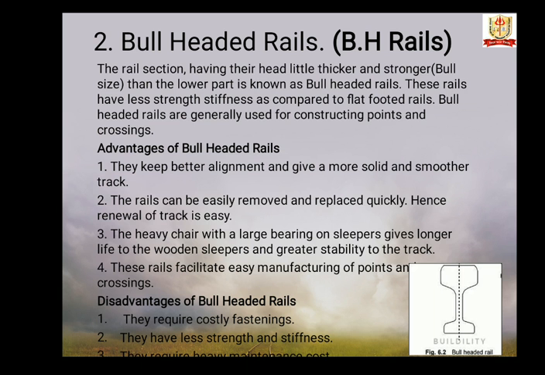Advantages of bull-headed rails: they keep better alignment and give a more solid and smoother track. The rails can be easily removed and replaced quickly, hence renewal of track is easy. The heavy chairs with large bearing on the sleeper give longer life to wooden sleepers and greater stability to the track. This rail facilitates easy manufacturing of points and crossings. Disadvantages of bull-headed rails: first, they require costly fastenings. They have less strength and stiffness, and they require heavy maintenance cost.